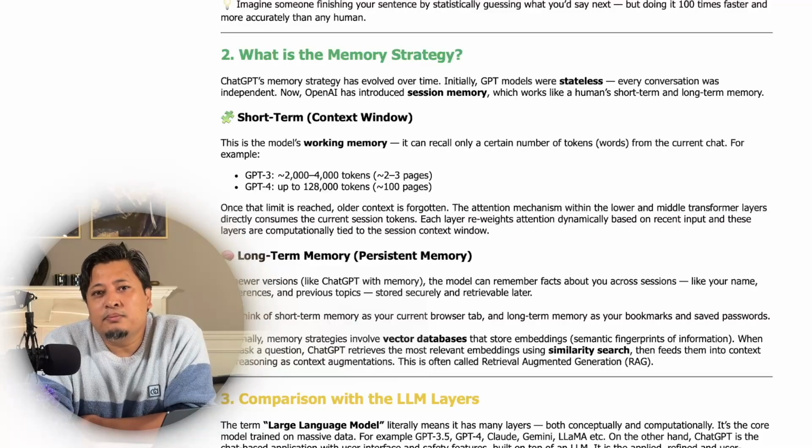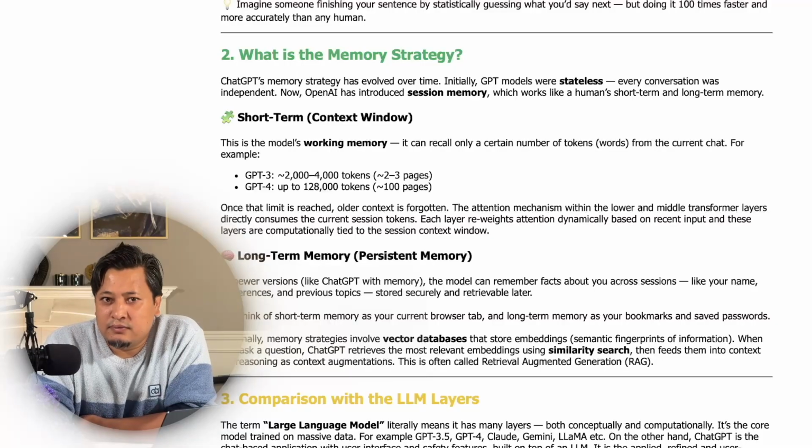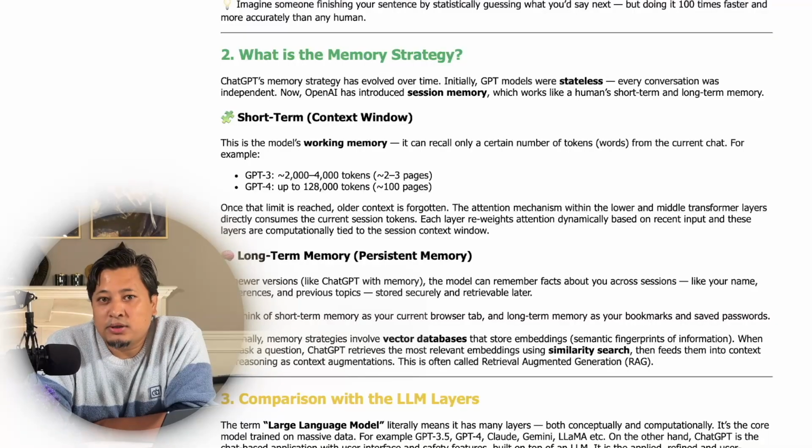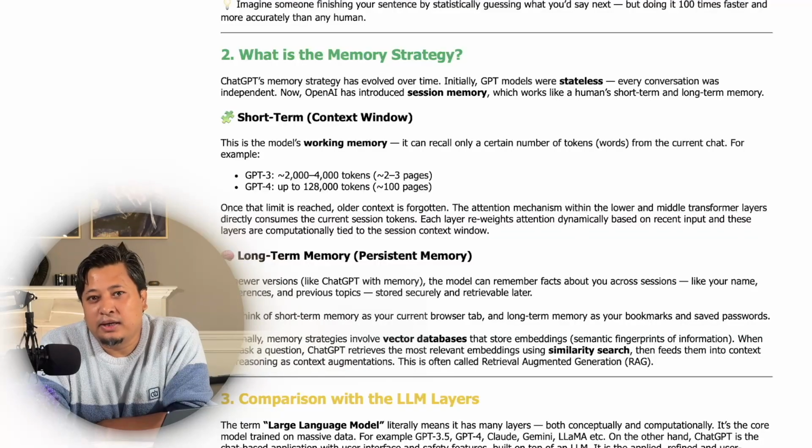ChatGPT uses an external memory strategy, that is a vector database, to store and retrieve information regarding the chat conversation history. The vector database stores the embeddings, that is the semantic fingerprints of the information. When you ask ChatGPT, it will retrieve the most relevant information from the vector database using similarity search and feed it to the context for reasoning as context augmentation. This process is often called RAG, retrieval augmented generation. To compare, we can think of short-term memory as the current browser tab, while long-term memory is the bookmarks in the browser.